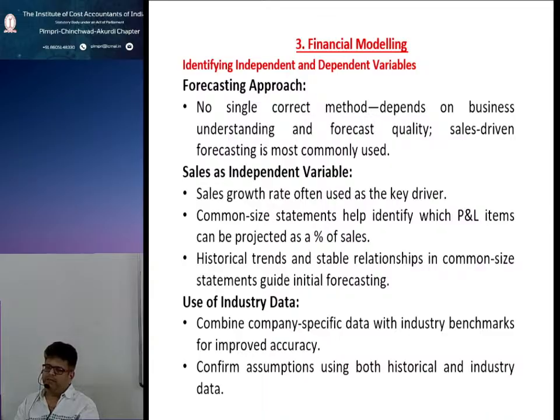So identifying independent and dependent variables in financial forecasting. So the forecasting approach, no single correct method. It depends on business understanding and forecast quality. Sales driven forecasting is most commonly used. So these are the attributes of the forecasting approach. There are various types of forecasting approaches and methods within them. However, no single correct method, it depends on business understanding. There is no specific fixed method as such. The method adopted in forecasting will always depend on the business understanding and the forecast quality. Sales driven forecasting is most commonly used.